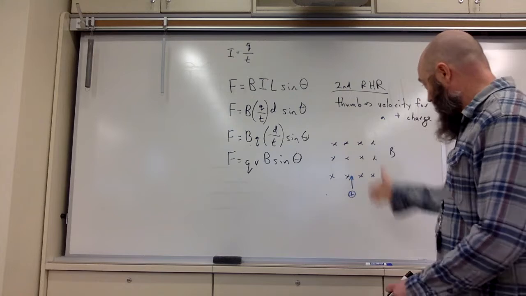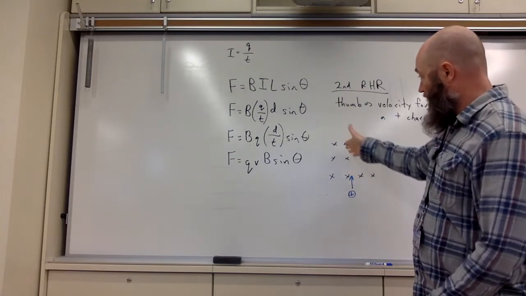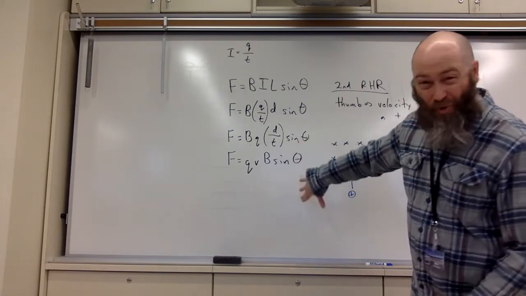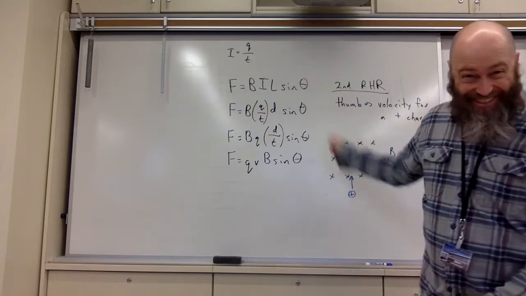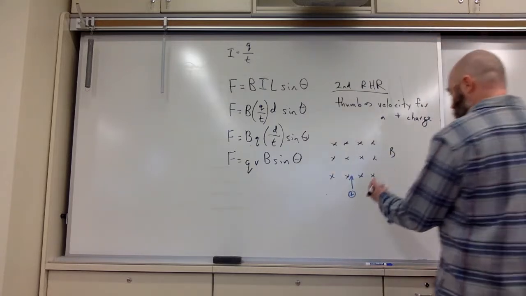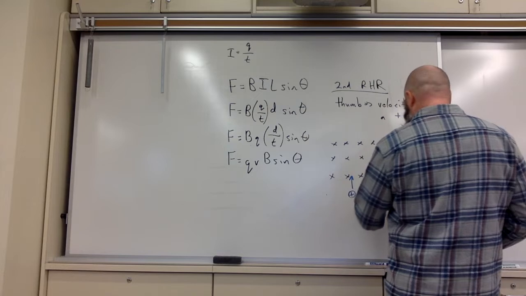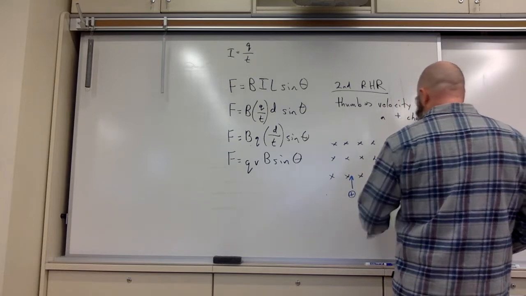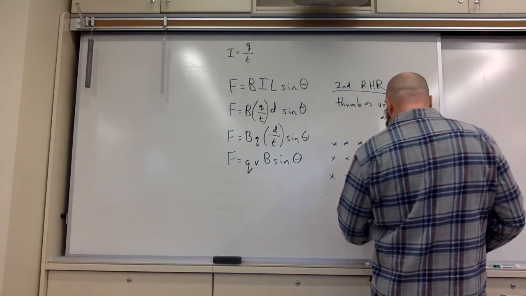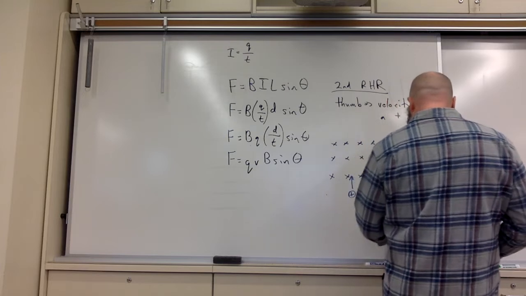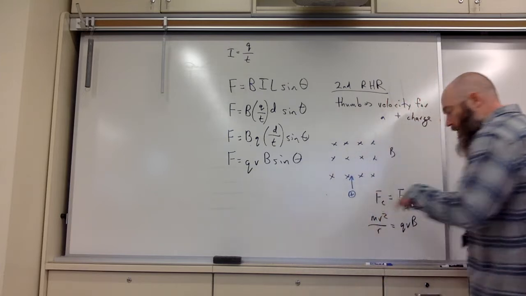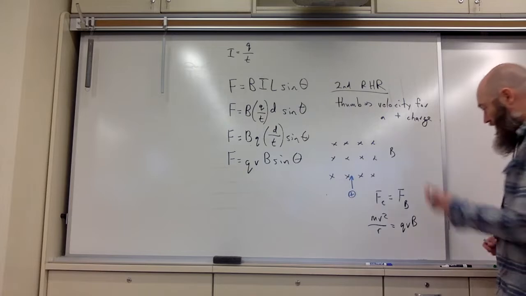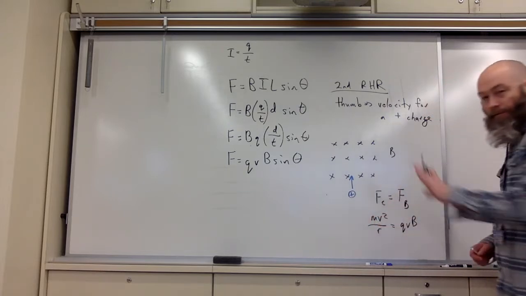But as it goes in there, the force is going to change. It's always going to point towards the center. It's going to move in a circle. Which means, in this case, centripetal force would equal this force. Hopefully you remember mv squared over r equals qvB, as long as it's 90 degrees, which it is. You could solve stuff, and that's pretty cool.